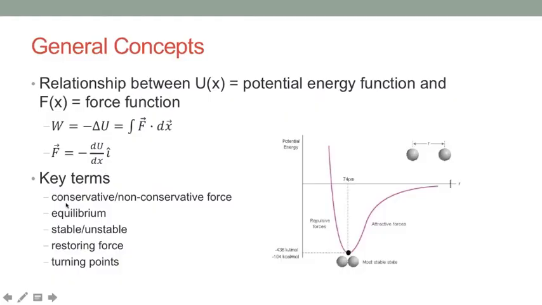Some key terms here are the distinction between conservative and non-conservative forces. These relationships up here only work for conservative forces, which is to say forces for which this integration right here depends only on the limits, not the path taken to get from the start to the end. For some forces, the value of this integral does depend on how you get from the start to the end. Those would be considered non-conservative forces, which means they have no unique potential energy function. Friction is an example of a non-conservative force.